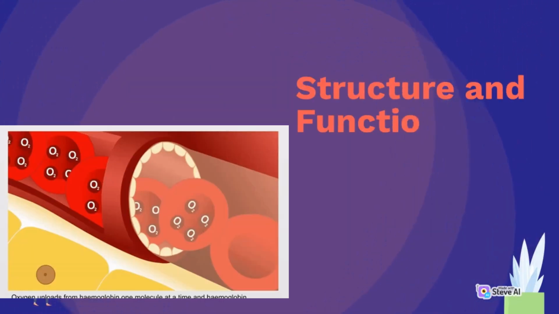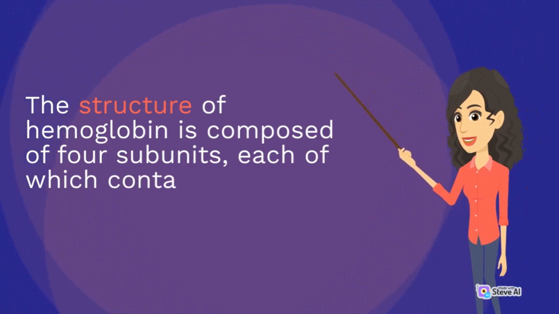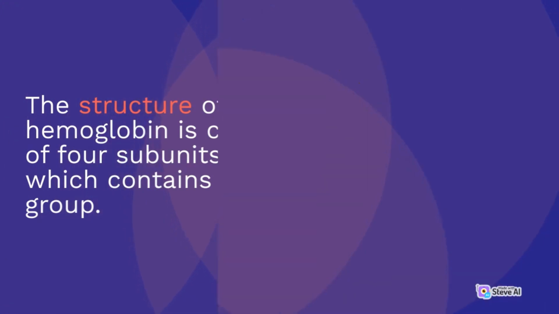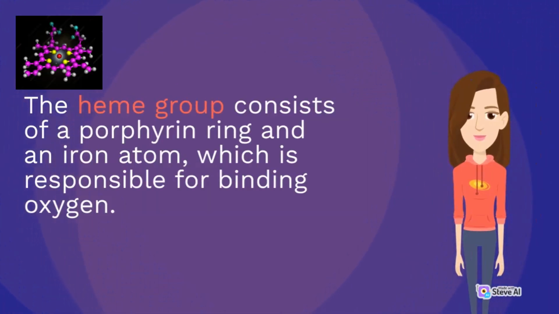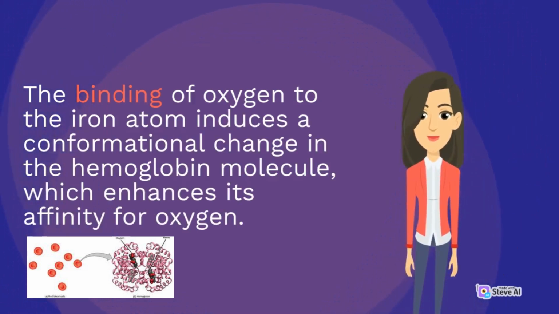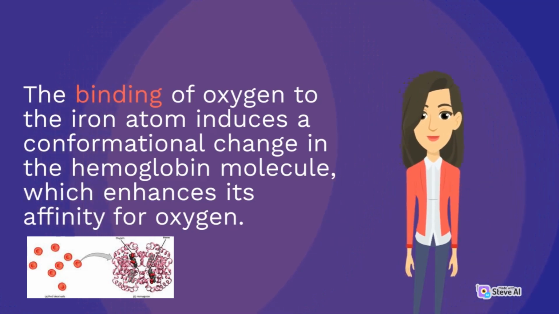Structure and function of hemoglobin. The structure of hemoglobin is composed of 4 subunits, each of which contains a heme group. The heme group consists of a porphyrin ring and an iron atom, which is responsible for binding oxygen. The binding of oxygen to the iron atom induces a conformational change in the hemoglobin molecule, which enhances its affinity for oxygen.